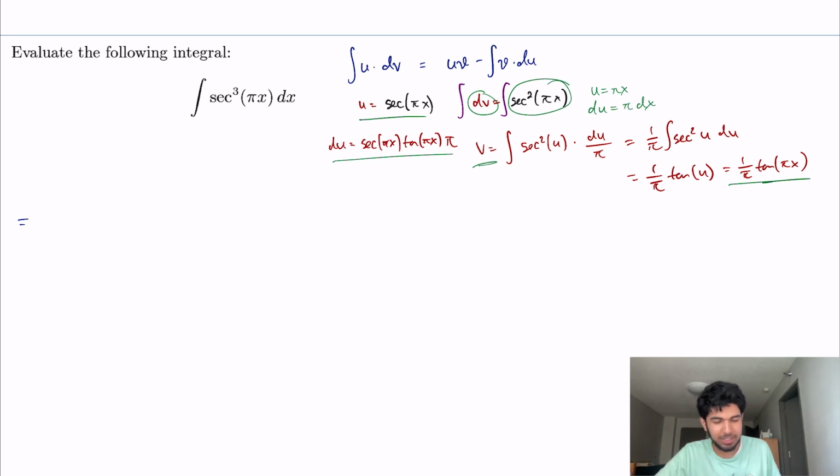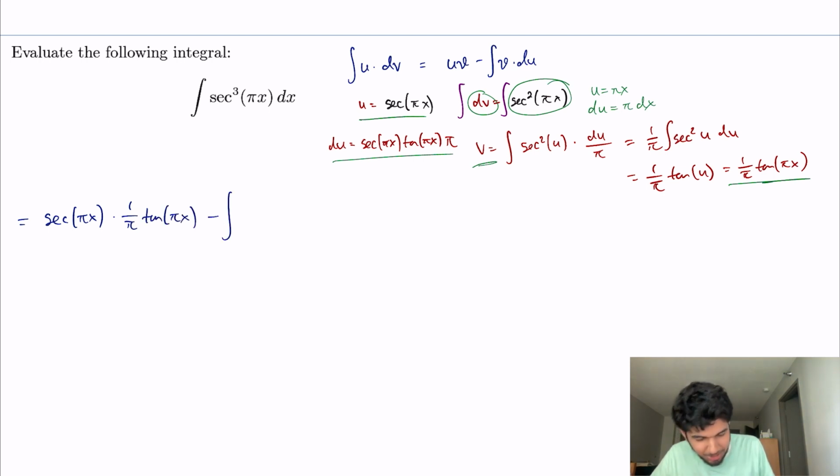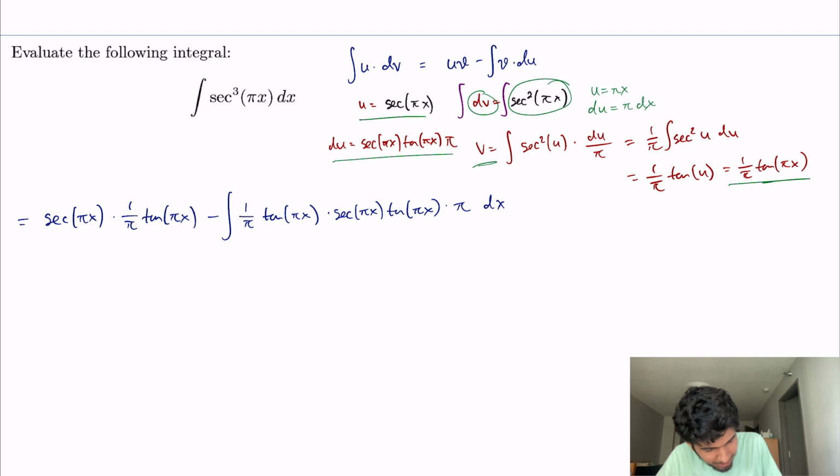So this will equal uv, so this would be secant of pi x, that's u, times v, which is 1 over pi tangent of pi x, minus the integral of v, which is 1 over pi times tangent of pi x, du, which is secant of pi x tangent of pi x times pi dx. I forgot to put in the dx here, and I forgot to put the dx here. Too bad. Okay, let's try to clean this up just a tiny bit and then work from there.